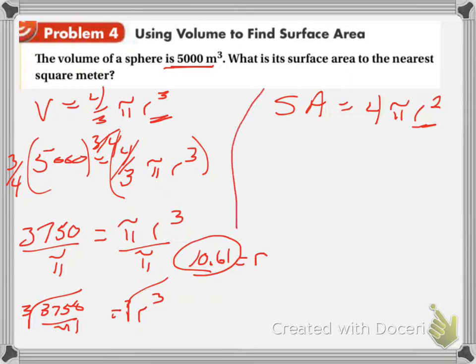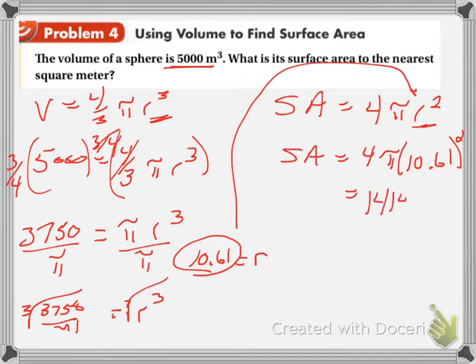Take this now, and you want to go ahead and plug it right here. So surface area is going to equal 4 pi times 10.61 squared. And again, punch in your calculator and go from there. And once you do that, you end up with 1,414 to the nearest square meter, so meters squared.